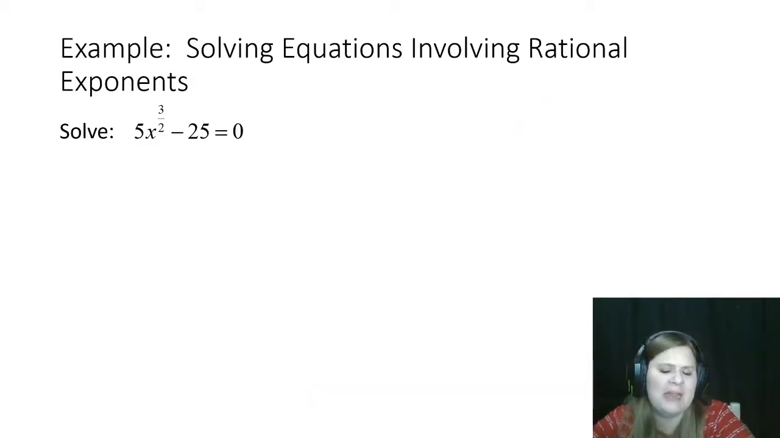I want you to go ahead and start by isolating the part with the rational exponents, and then try and raise both sides to the reciprocal, and then try and convert it into radical format. Give it a go.